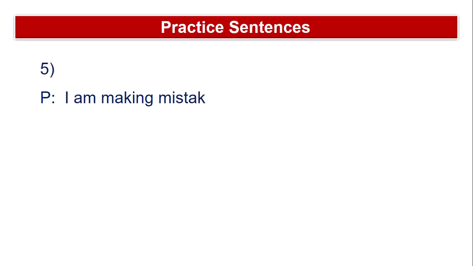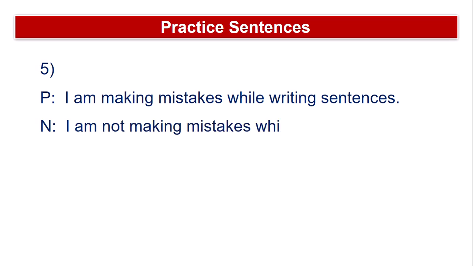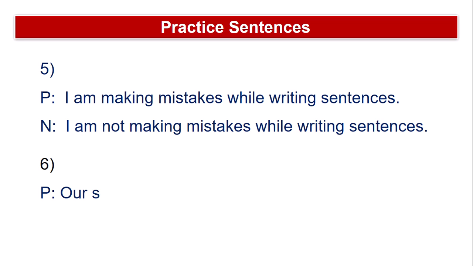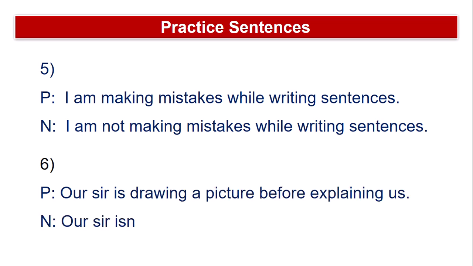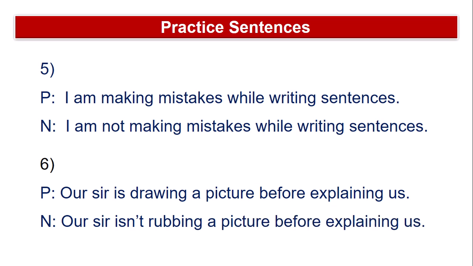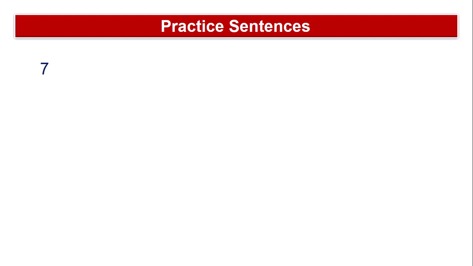On the next screen the fifth sentence is appearing: I am making mistakes while writing sentences. I am not making mistakes while writing sentences. So these sentences are of such nature that they represent very practical themes and criteria. Sixth sentence is on your screen: our sir is drawing a picture before explaining to us. Our sir isn't rubbing a picture before explaining to us. So all these sentences are of current affairs, the things that are happening around us. So you also try making sentences like this, and you can practice the tenses as well.